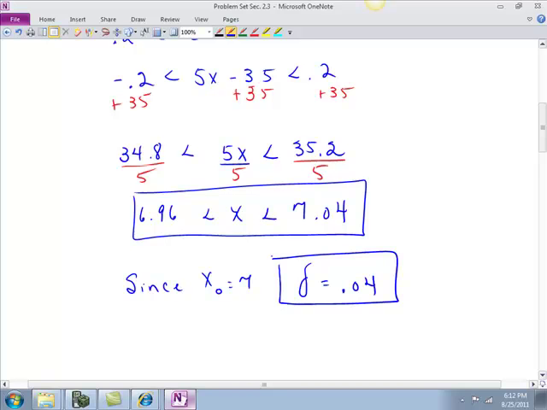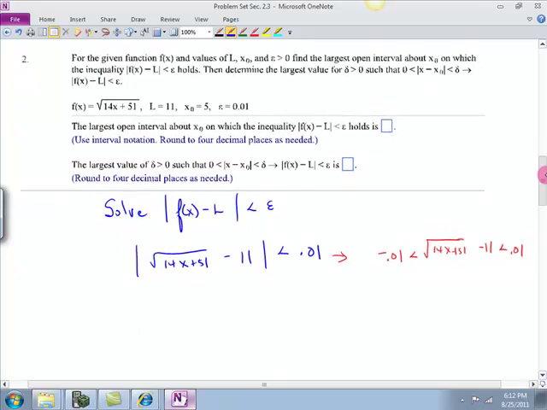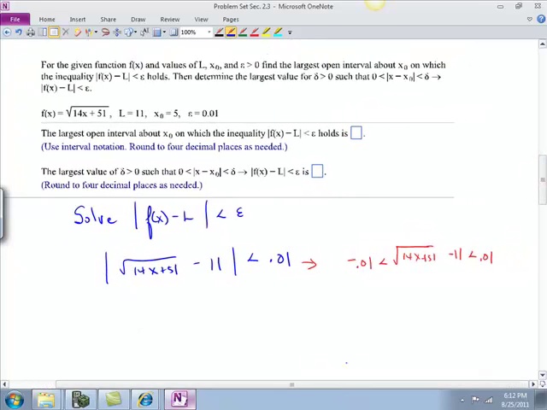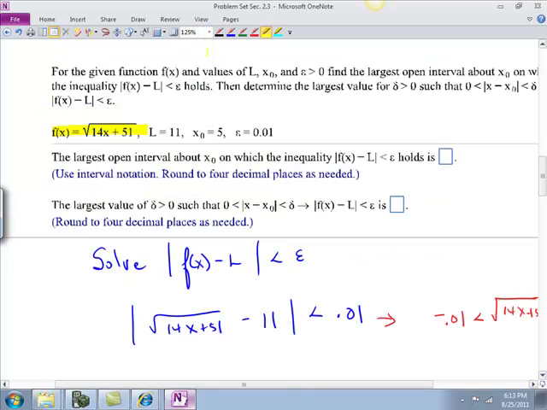Does that make sense? Now, would x sub 0 always be right in the middle of the two numbers, the way we're doing it? Yeah. Okay, so let's work this next one. All right, so you're given your f of x, here's your limit, here's your x sub 0. Can you guys see those or not? Make it a little bigger. Is that better for you guys in the back?